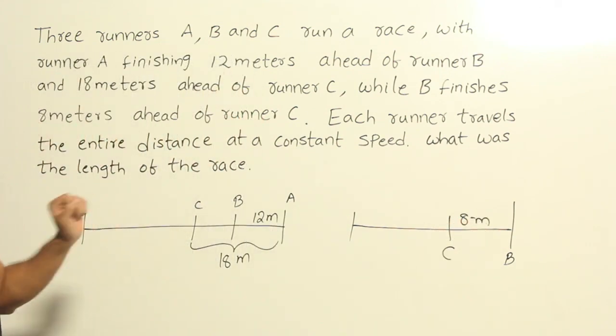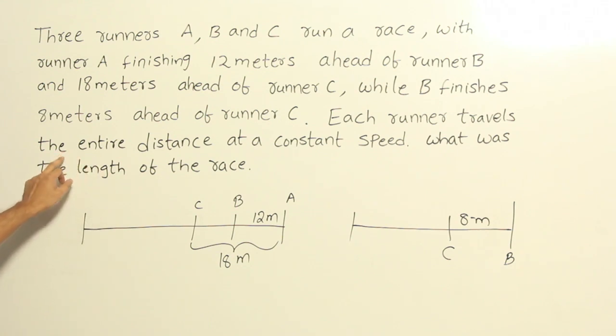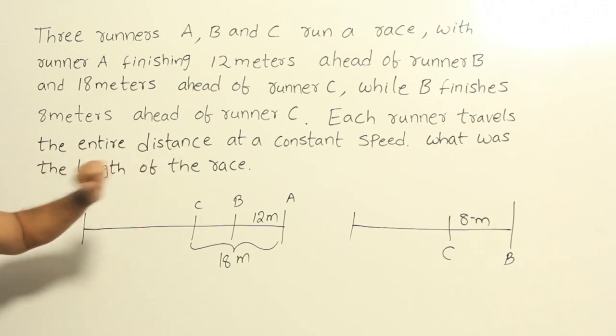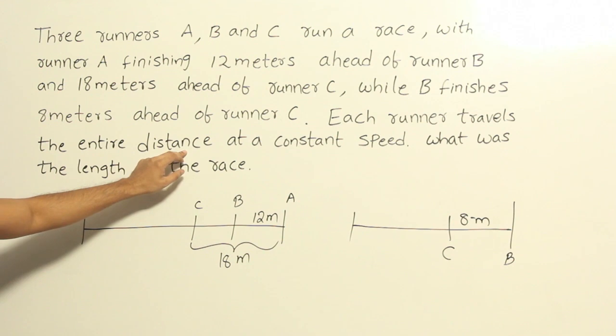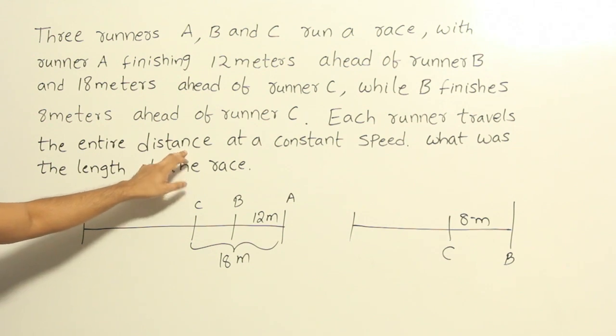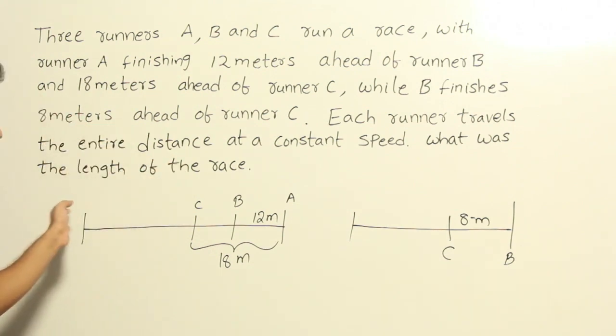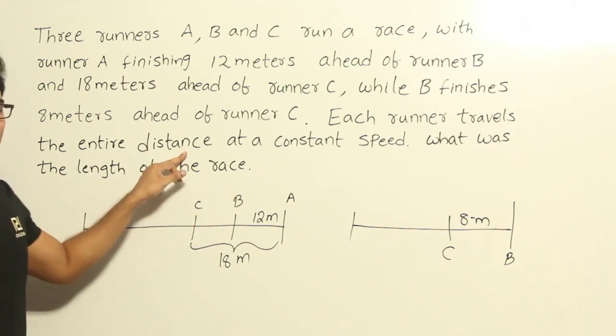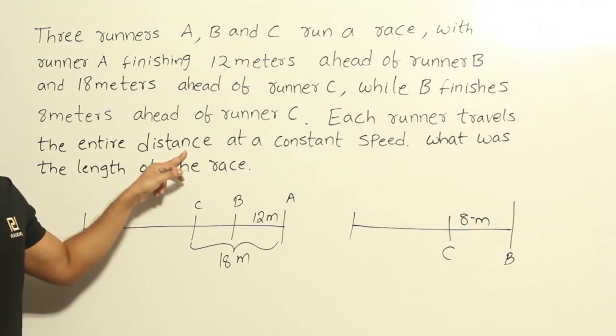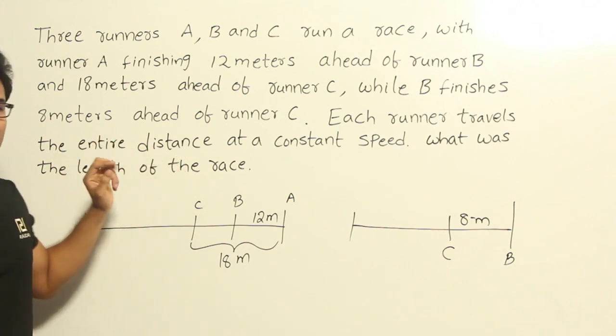Okay, so these two are given, and now each runner travels the entire distance at a constant speed. So this line means that runners individually, their speed is going to be constant. Which means if A is running at, let's say, 10 meters per second, he is going to maintain that same speed throughout the race. That is the meaning of it. It doesn't mean that all of them are running at the same speed. So just don't get confused there.